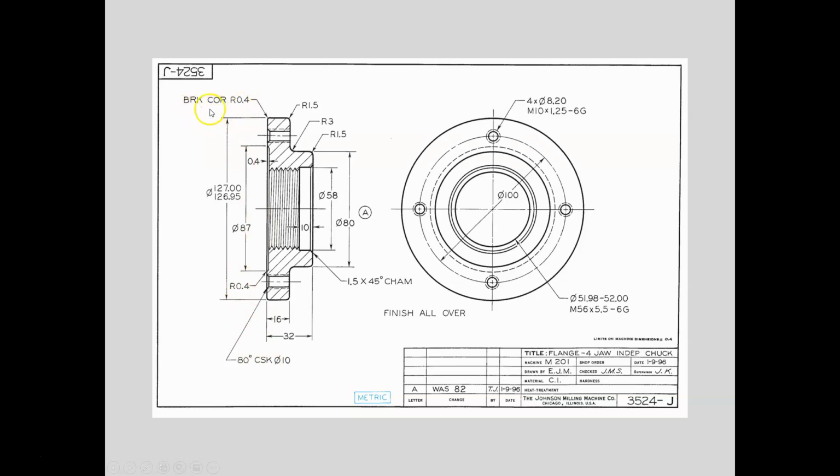There's also local notes. This would be a general note because it applies to the whole drawing. This would be a local note because it applies only to this feature that's pointed at, and it says break the corners with a radius 0.4. So basically, just break the sharp corner so that it's not a sharp edge. We see that this is a chamfer. We see that it says finish all over, which means that we want it to be machined all over so that it's smooth. So this is a good example of a detail drawing, shape and size description complete with notes.